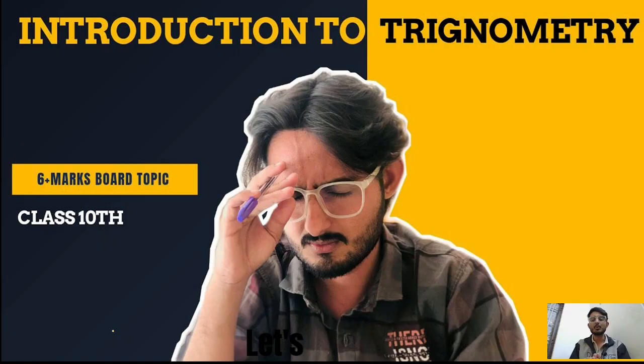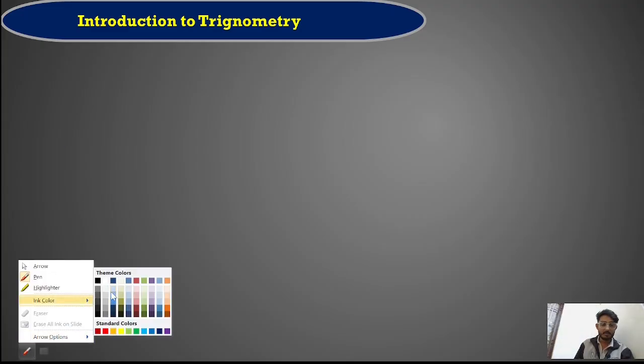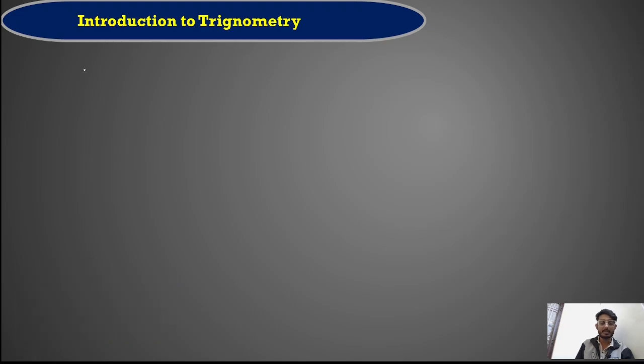Topic name is Introduction to Trigonometry. So first of all we will know what trigonometry is. Basically, to understand trigonometry you have to understand firstly the triangle. What is a triangle? We have given this kind of triangle ABC. A triangle means a figure which has 3 corners, 3 angles and 3 sides. This is angle A, this is angle B and this is angle C.